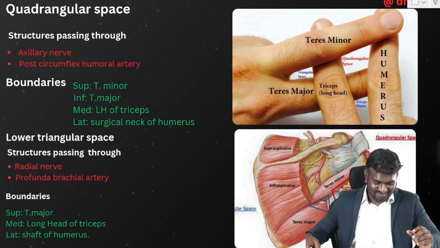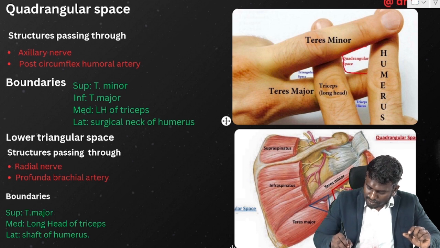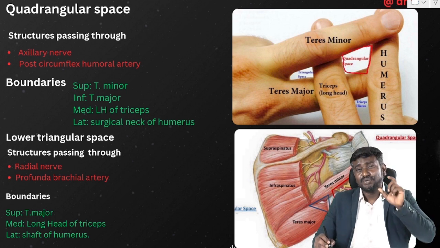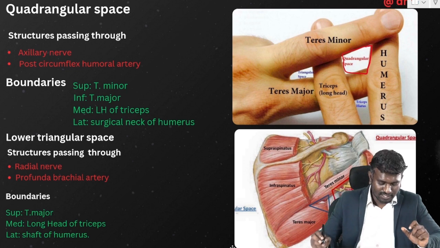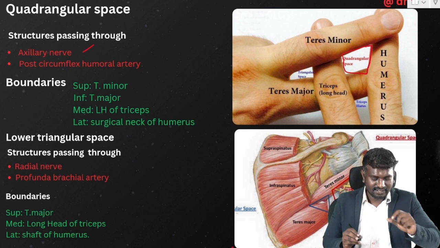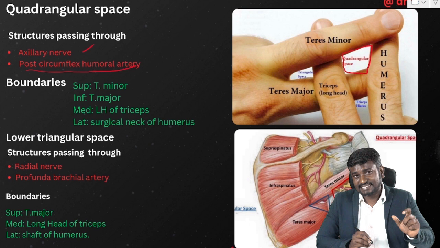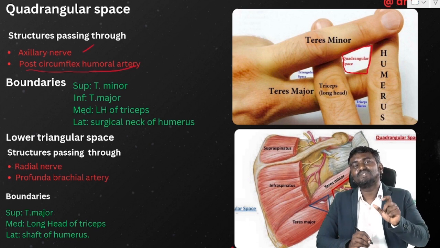Let's revise it carefully now. Very importantly, look at this image. It is called what? Quadrangular space. You have to remember the contents passing through it. It is going to be the axillary nerve. The mnemonic is AP: axillary nerve and also posterior circumflex humeral artery. Axillary nerve, posterior circumflex humeral artery.